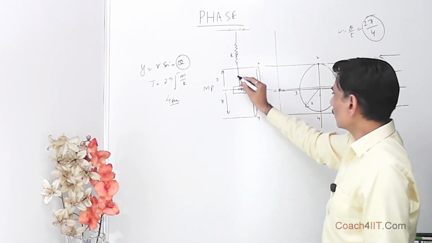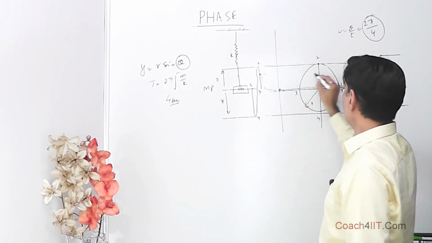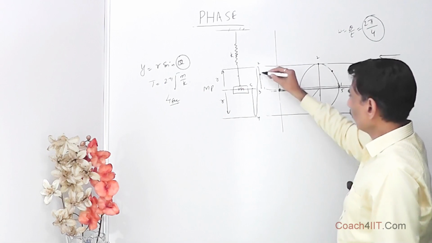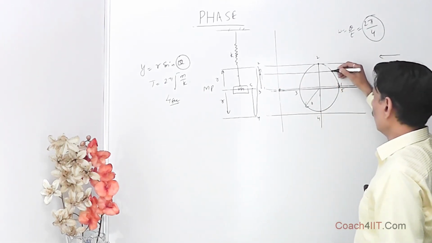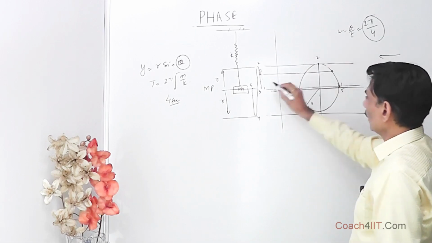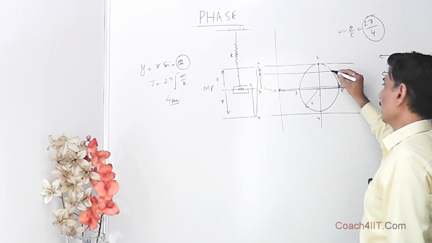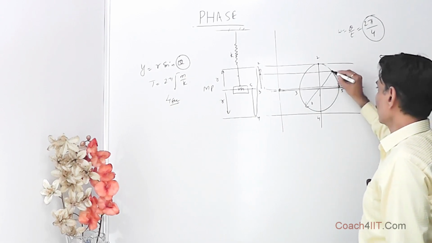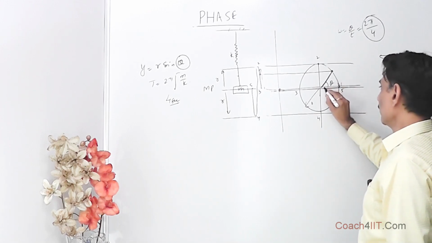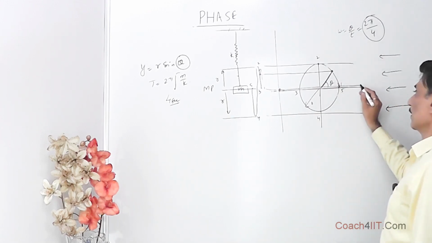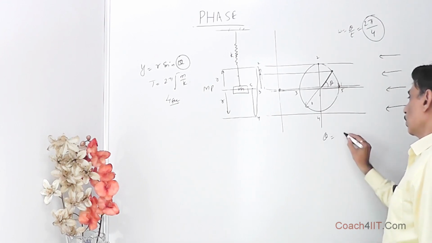When it is at this position, it corresponds to this point, not this one, because right now it is going in the upward direction, so the shadow will also move in this direction. If it is over here, then the corresponding particle in circular motion is over here, and we join it through the radius with the center. The angle this makes with the positive x-axis in the anti-clockwise direction, this theta, is called the phase.